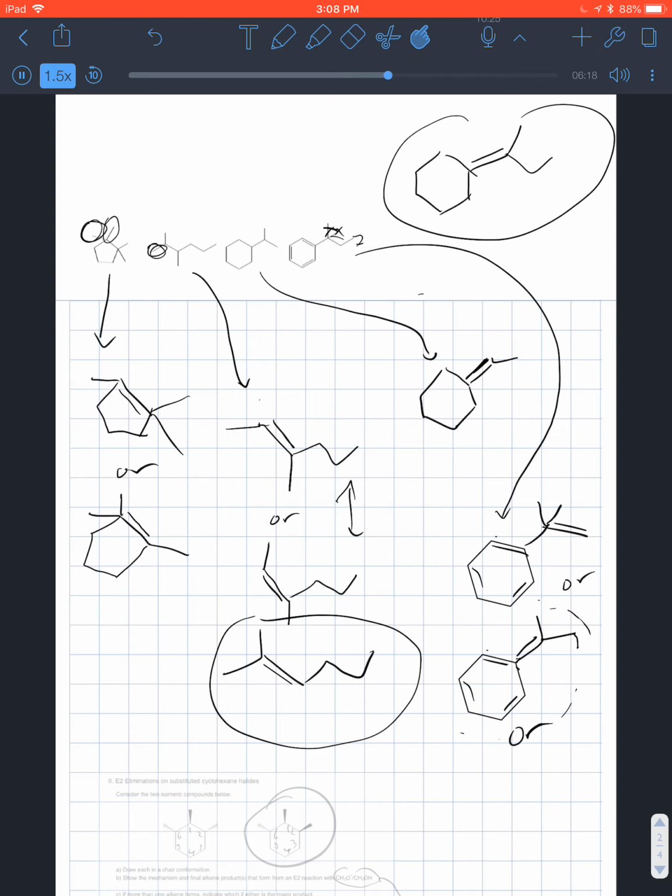We're considering the 2 isomeric compounds below, and they want us to draw each in a chair conformation. I'm going to copy and paste this below so we can look at it easier. Okay. So for A, we're going to draw them in a chair conformation. It's easy enough, so let's draw ourselves a chair. Okay. And then if we go through, it's 1, 2, 3, 4, 5, 6. Alright, so on 1 is coming out, so we can draw it up. 2 is going down, so it's axial. 6 is going down, so axial as well.